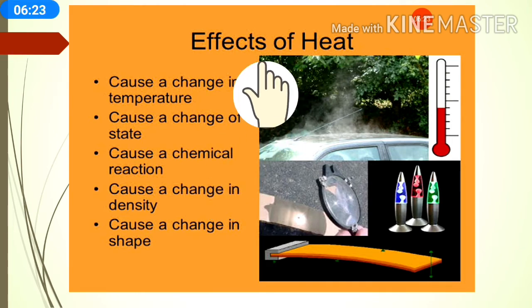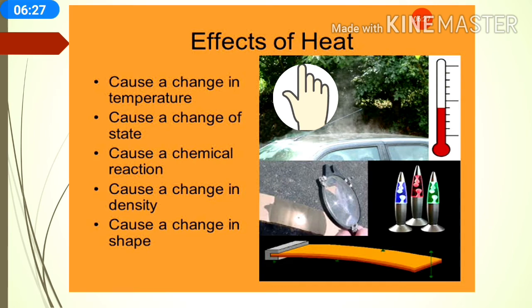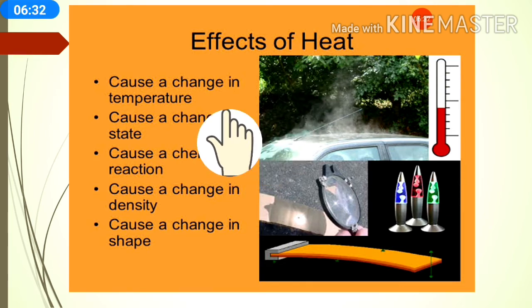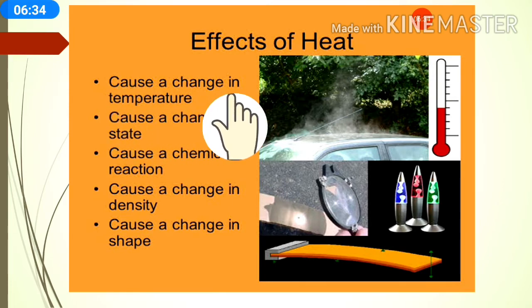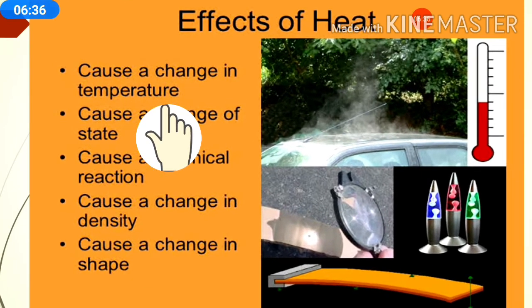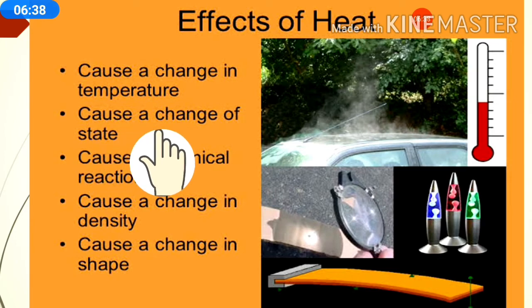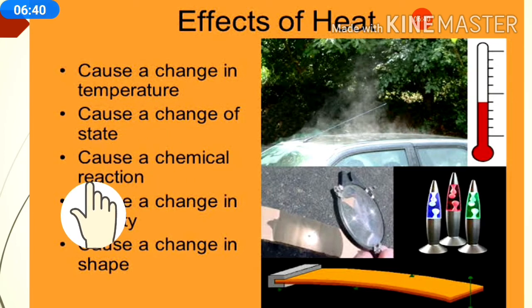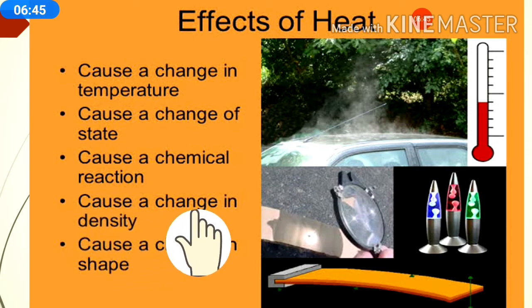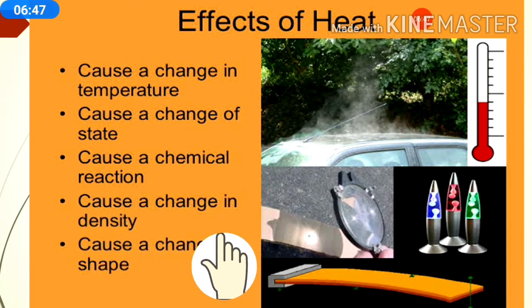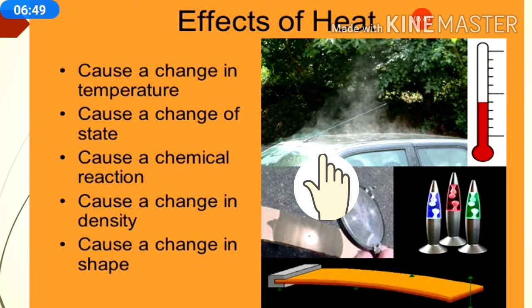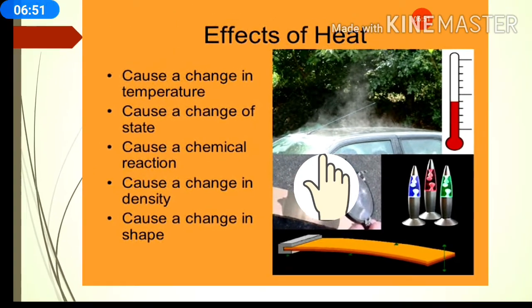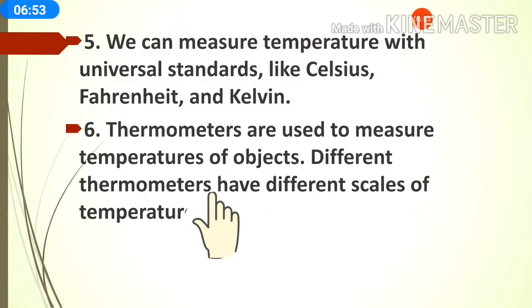Now here, a very important topic is effects of heat. When the substance gets heat, what changes and what effects come? See, heat can cause a change in temperature. It can cause a change of state, as we have already read. It can cause a chemical reaction, a change in density means volume, and change in shape and size. So the heat can affect in the following forms.